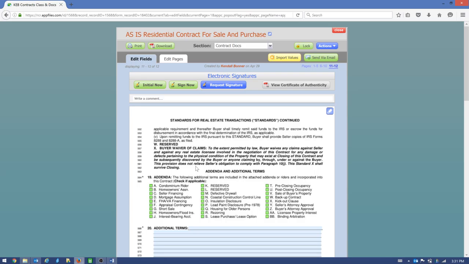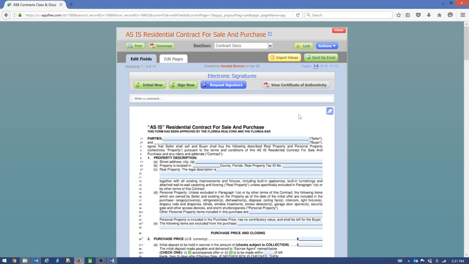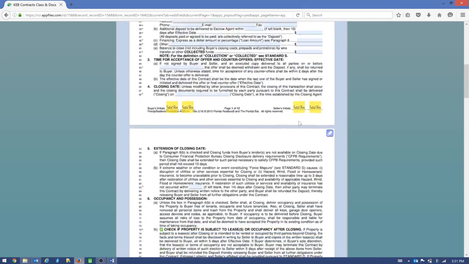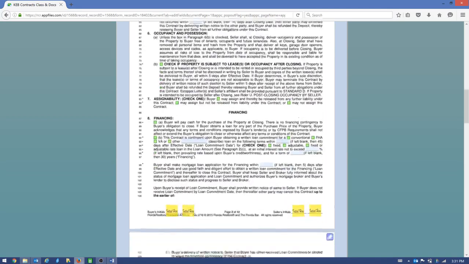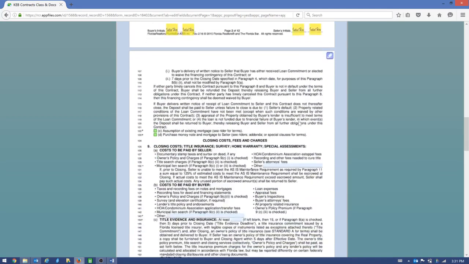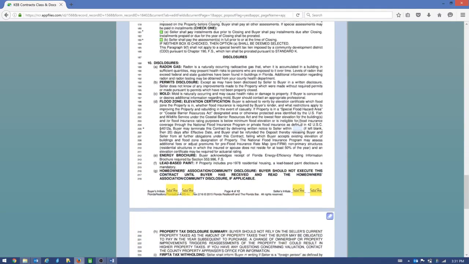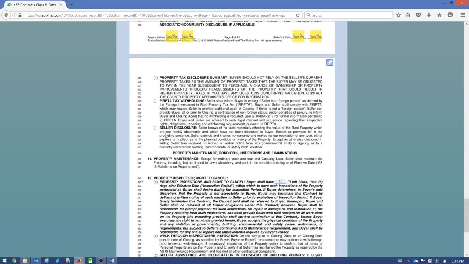So what's paragraph 10J? I know what that paragraph is, but I'm going to show it to you. This paragraph basically should reflect the seller's obligations to disclose to the buyer any known material defects that impact the value of the property. And let's see if I'm right. It's 10J, right? Yep, seller's disclosure. Seller knows of no facts materially affecting the value of the real property which are not readily observable and which have not been disclosed to the buyer.